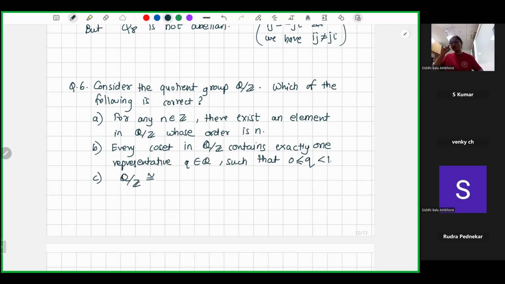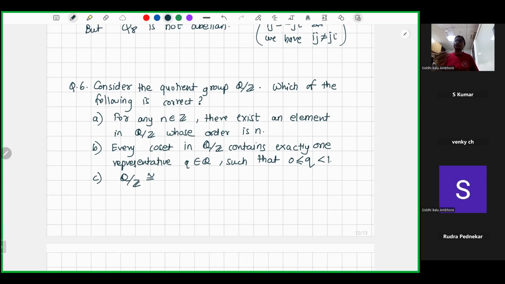Note that this Q and Z which we are talking about, all these groups are under addition, and Q is abelian under addition. With standard multiplication and addition, that's not a problem. But Q is an abelian group under addition, and that's why Z, which is a subgroup, is normal there. That's why this quotient makes sense.